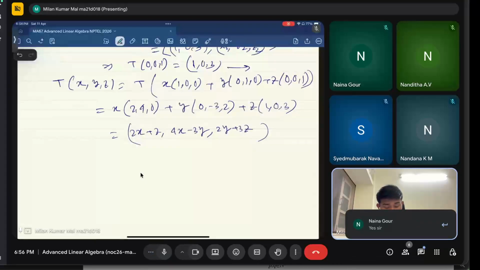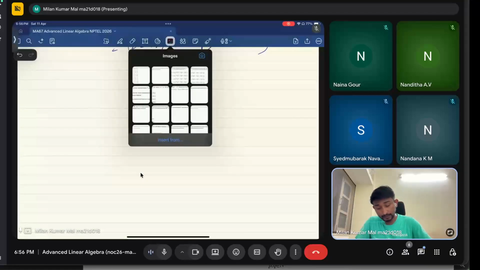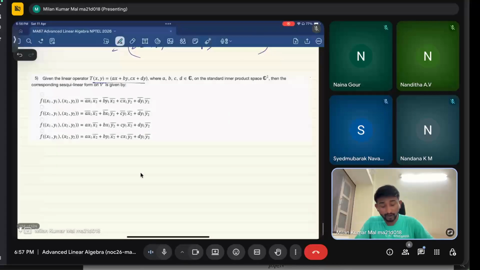I think this was problem number 4. Okay, this is 5. What this problem says: given a linear operator T, T of (x, y) is (ax plus b, cx plus dy), where a, b, c, d are complex numbers, on the standard inner product space C2. Then find the corresponding sesqui-linear form. Okay, this is very easy. So what is the sesqui-linear form?